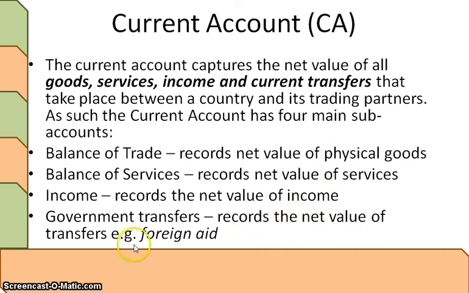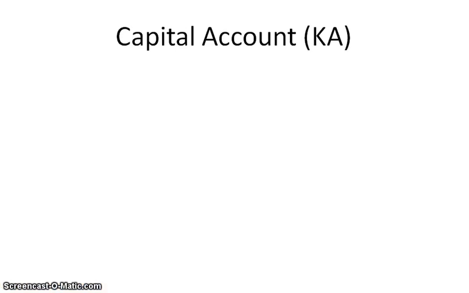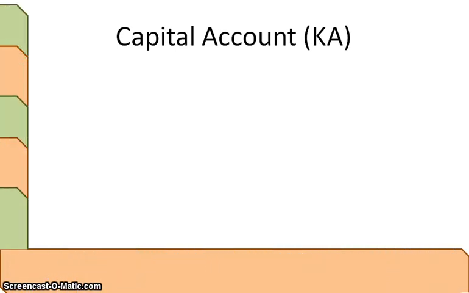This records the net value, and therefore an example of government transfers is when a government gives foreign aid. That's going to be recorded in this component. So we see here your current account has a lot of work to do. It records the value, again, the outflow of money and the inflow of money with respect to goods, services, income, and current transfers. Now let's look at the capital account.